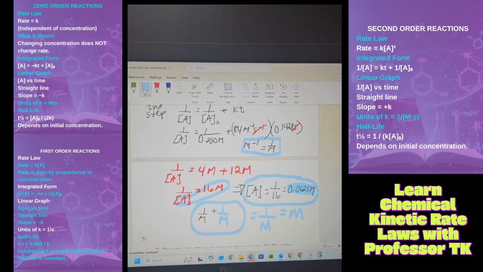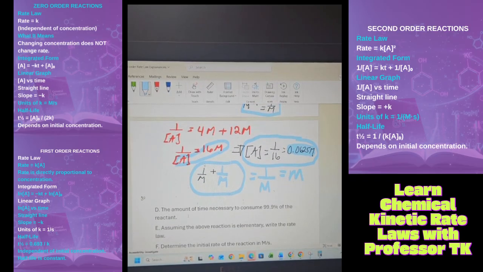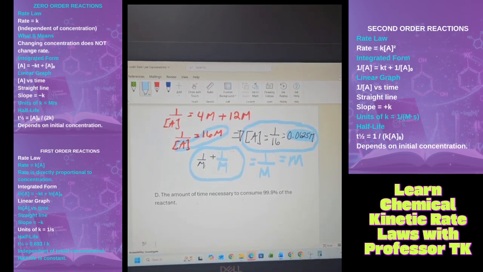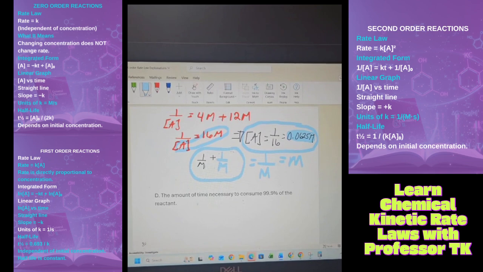Now, for letter D, it's the next part right here. It says the amount of time necessary to consume 99.9% of the reactant. What is the amount of time necessary to consume 99.9% of the reactant? Well, here's the interpretation. If you know that you've consumed 99.9%, well, what remains? 0.1% remains.